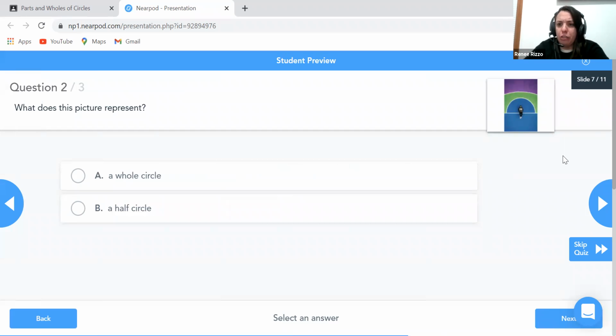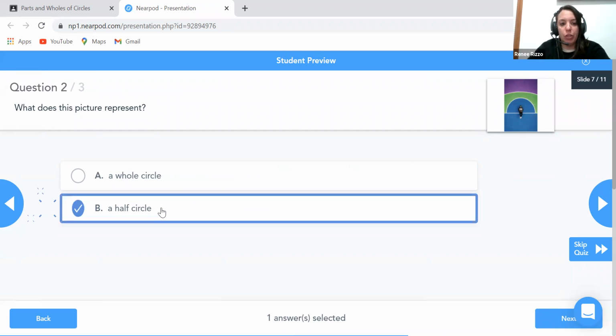What does this picture represent? We see here the start of a circle, but it doesn't go all the way around. So it cannot be a whole circle. It must be a half circle.